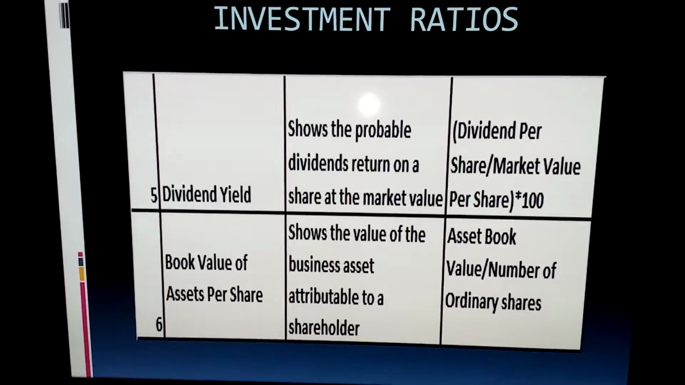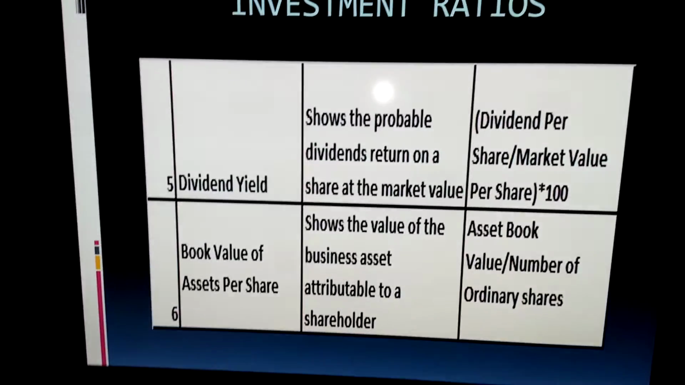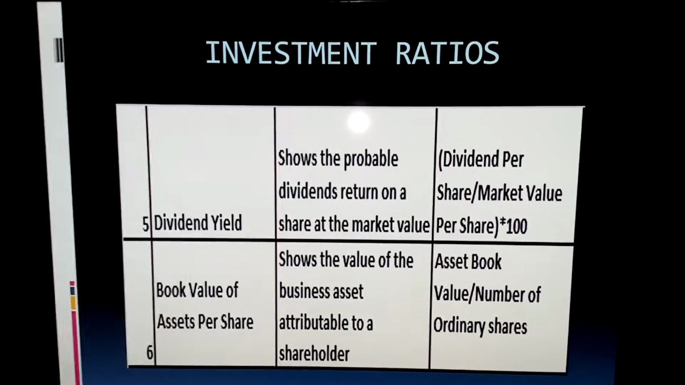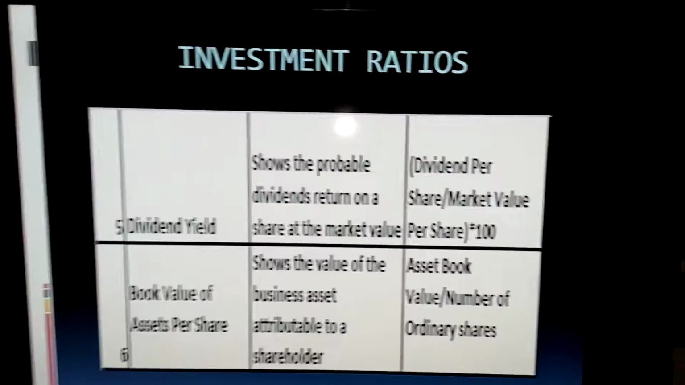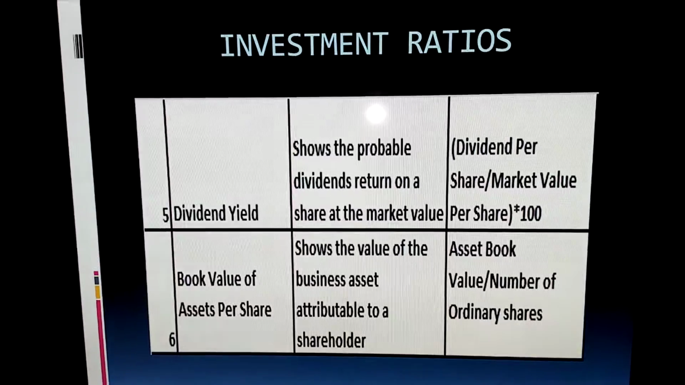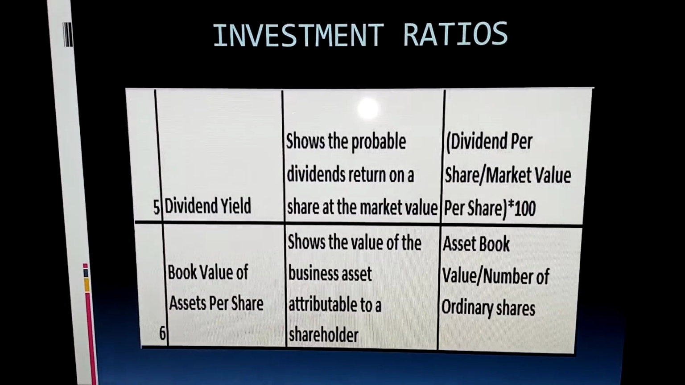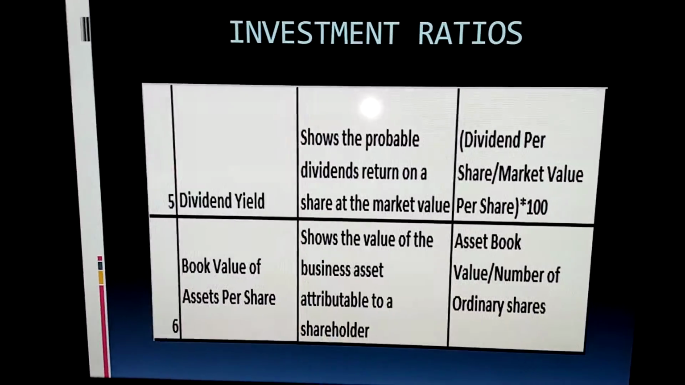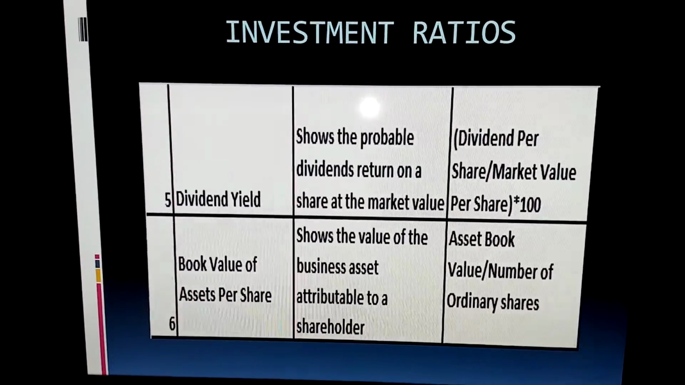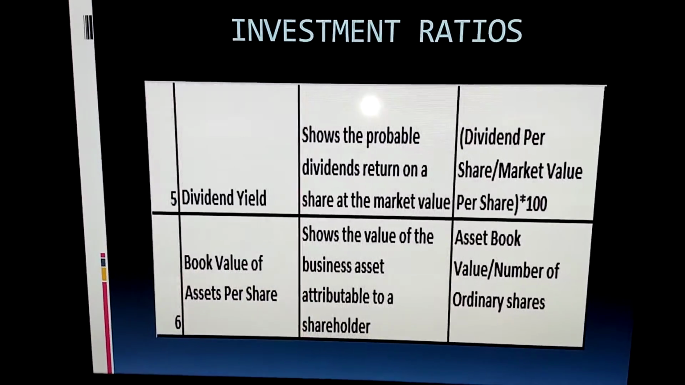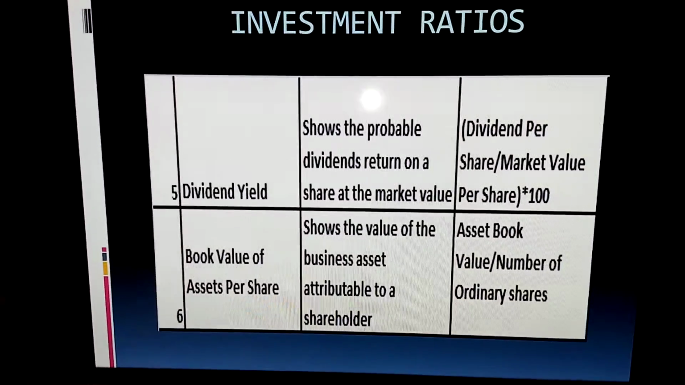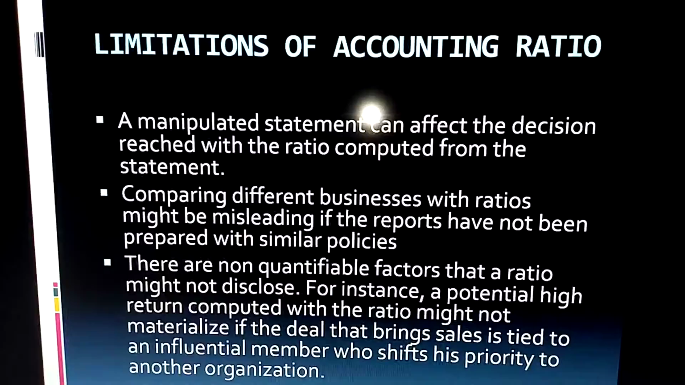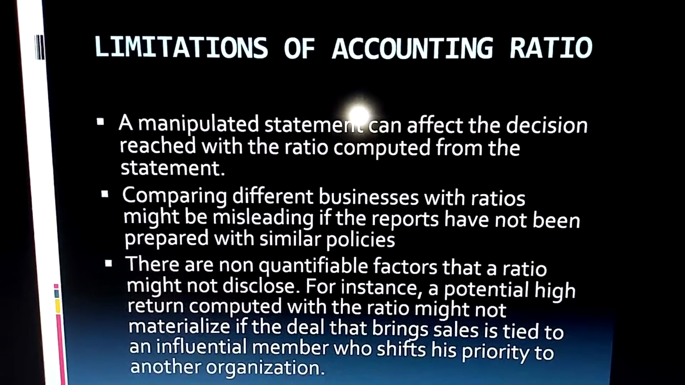Book value of asset per share. If you have an asset base of 10 billion, what is the value of one share in that asset? So asset book value per share: you want to share your assets among the shareholders. So if I have one share, how much am I getting in that asset?